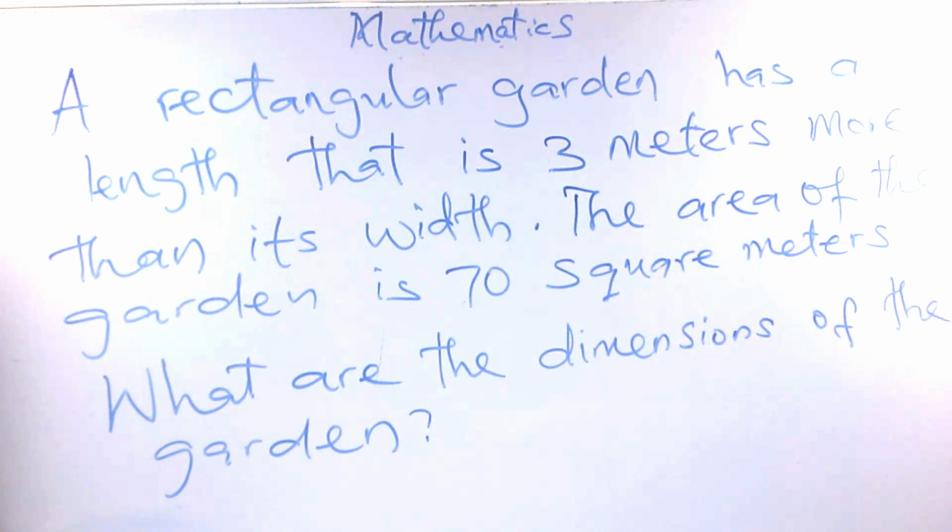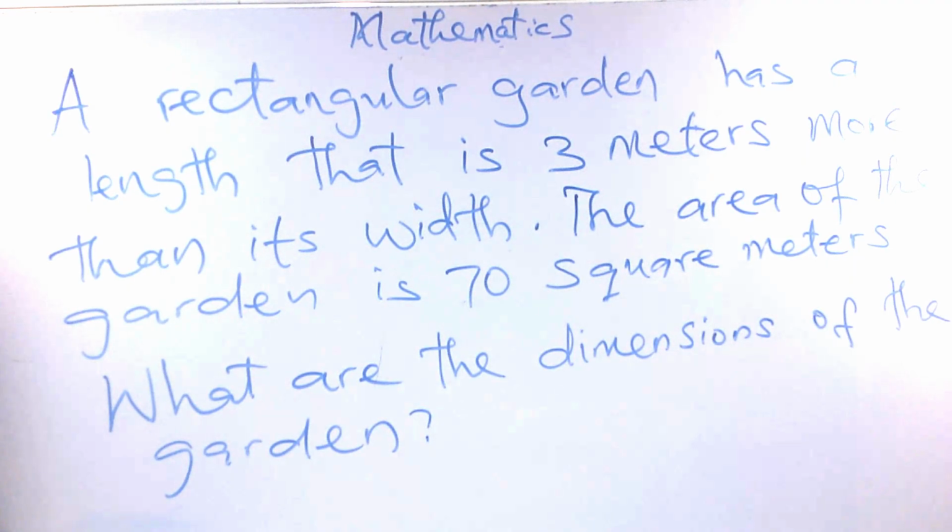The question says a rectangular garden has a length that is 3 meters more than its width. The area of the garden is 70 square meters. What are the dimensions of the garden? Before you solve any problem, you must understand the problem.